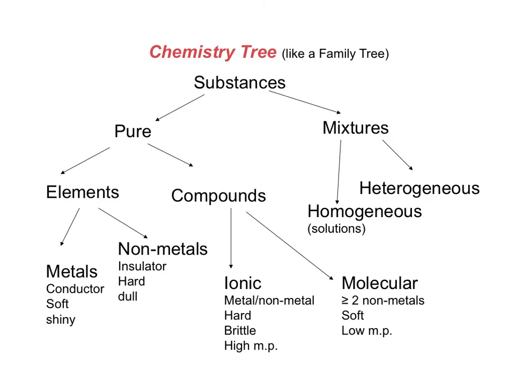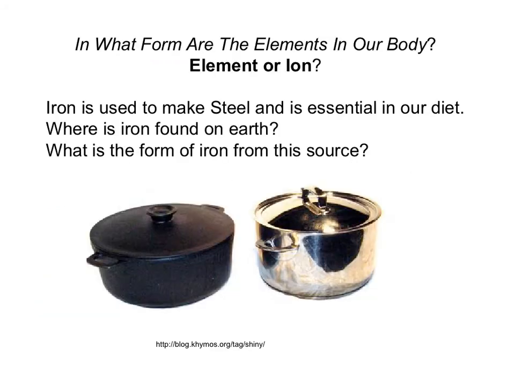Use the chemistry tree to classify substances as either pure substances or mixtures. The pure substances are classified as either elements or compounds. Elements are either nonmetals or metals. We'll learn that compounds are either ionic compounds or molecular compounds. An ionic compound consists of a metal and nonmetal, whereas a molecular compound consists of two or more nonmetals. We'll look at mixtures later. These properties help us distinguish between and identify substances.